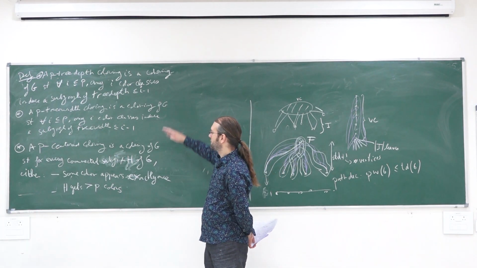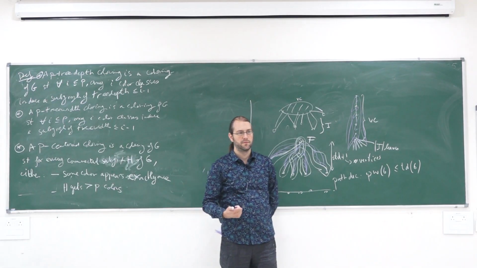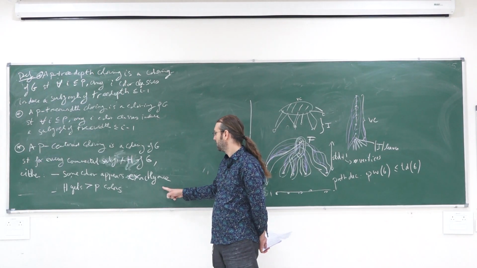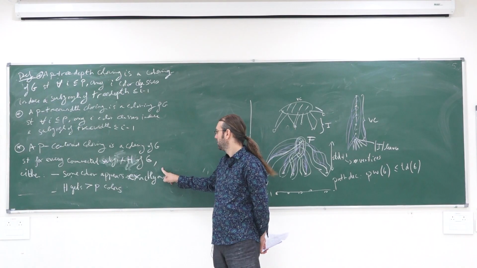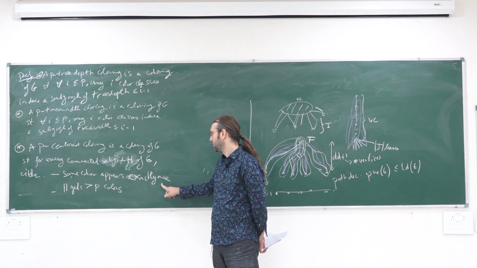Notice that these three definitions imply that you have a proper coloring. Because if you take a connected subgraph of size 1, it can receive only one color.